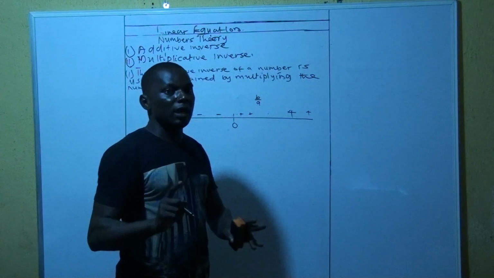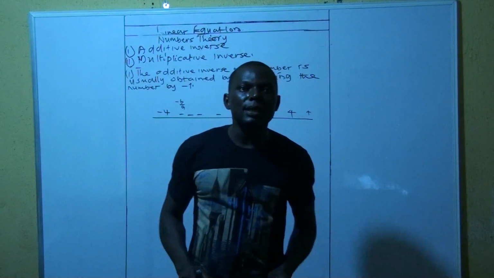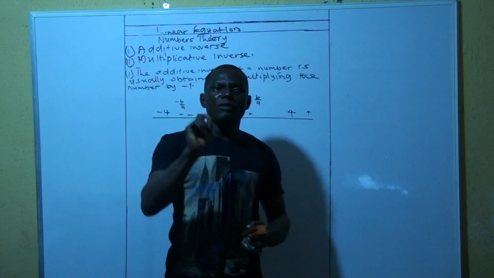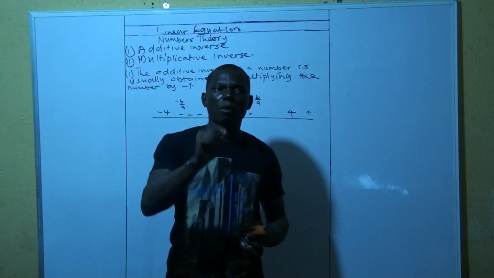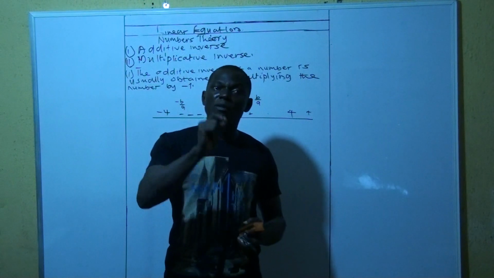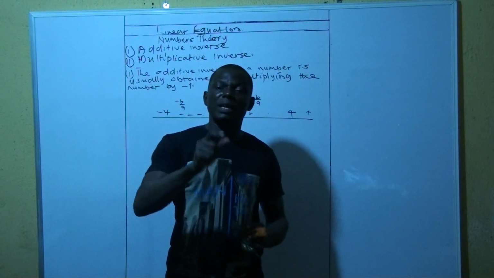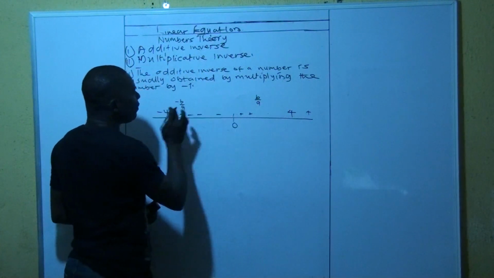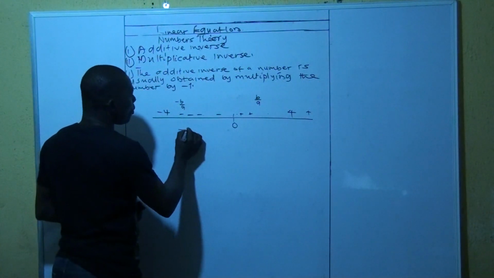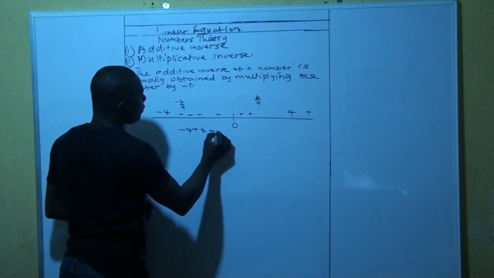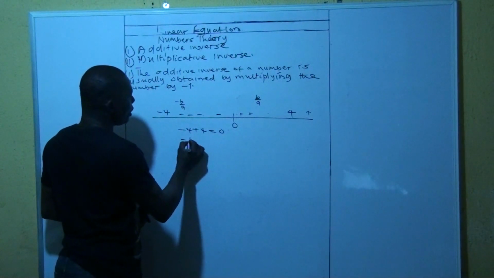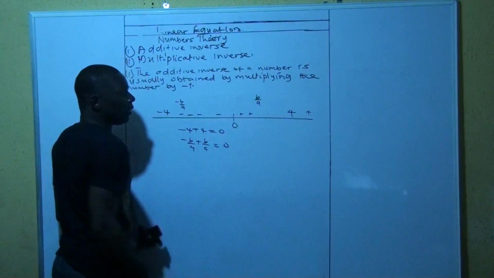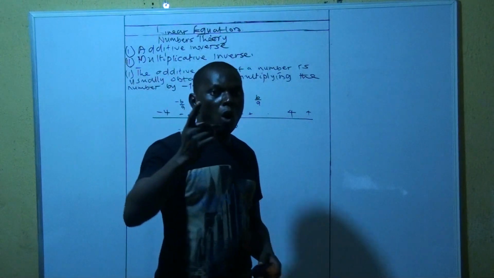And one of the properties of additive inverse is that for every given number, the sum of the number and its additive inverse must give you 0. Like for instance, I said 4. The additive inverse of 4 is -4. So -4 plus 4 will give us 0. So we have minus b over a plus b over a is equal to 0. So that is one of the properties of additive inverse.